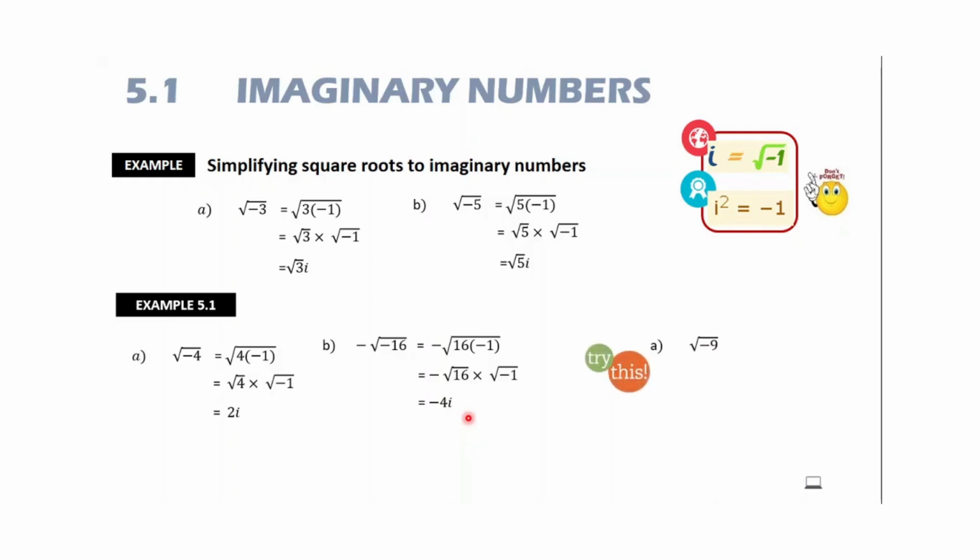Okay, let's try this question. What is your answer? Yes, for the first one, a, you will get 3i. And the second one, you will get negative 5i. Very good.